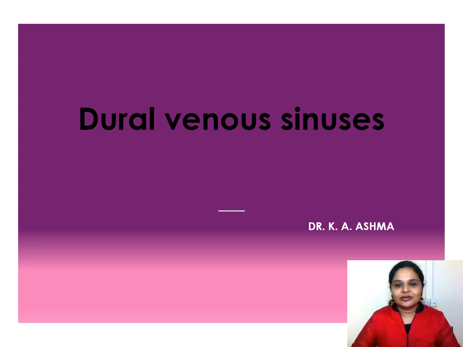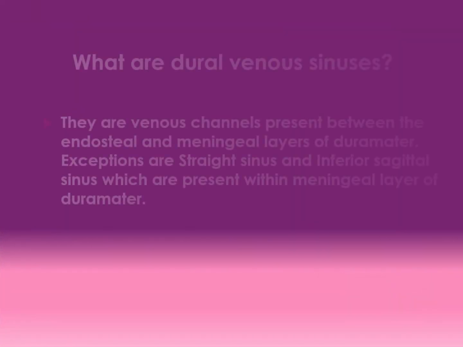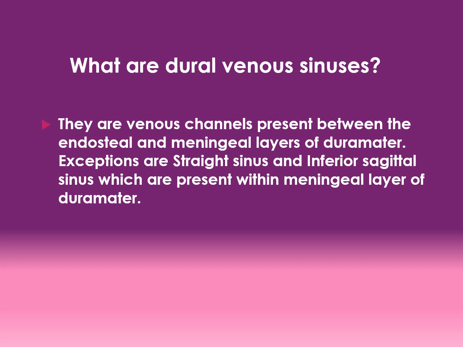This video is about the anatomy of dural venous sinuses. What are dural venous sinuses? They are venous channels present between the endosteal and meningeal layers of dura mater. The exceptions are the straight sinus and inferior sagittal sinus, which are present within the meningeal layer of dura mater.